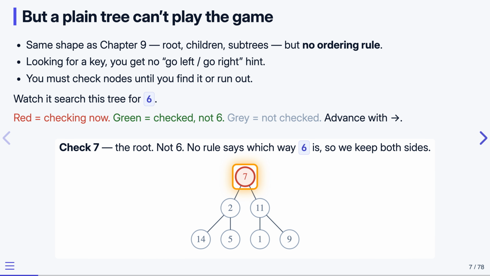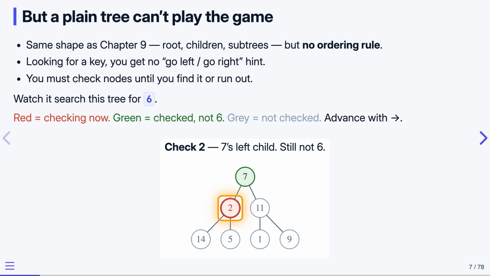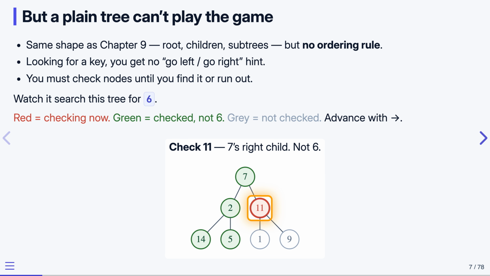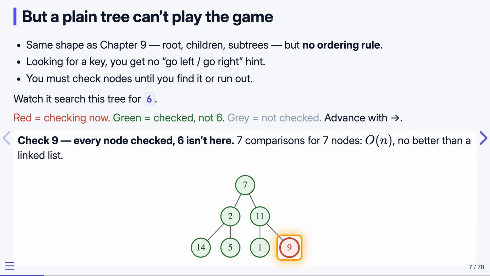We turn 7 gray to mark it checked. We move to 7's left child, 2. 2 is not 6 either. We check 14, still not 6. We check 5, still not 6. Now the whole left side is gray, none of it was 6. So we try the right side. We check 11, not 6. We check 1, not 6. We check 9, the last node, not 6. Every node is now gray. 6 is not here. That was 7 comparisons for 7 nodes. Big O of n, no better than a linked list.